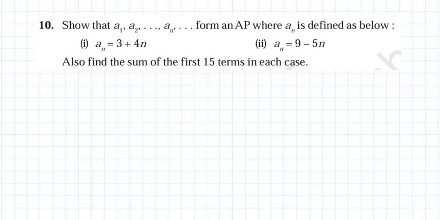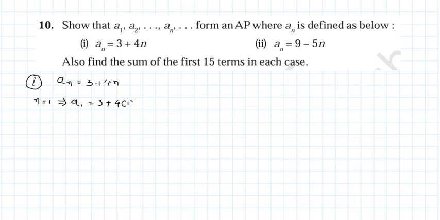So here, we solve the first question. Now we have the formula an is equal to 3 plus 4n. Suppose we take n is equal to 1, then you have a1. So what is a1? 3 plus 4 into 1, so 3 plus 4 is 7. Let's take n is equal to 2. Then here we have a2 is equal to 3 plus 4 into 2, that is 8, so that is 11.